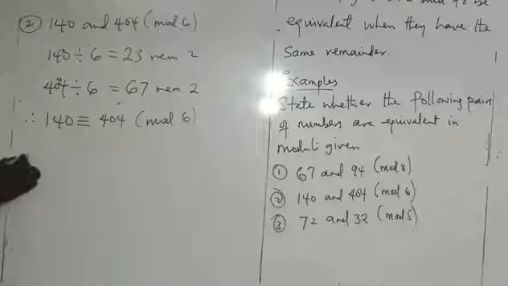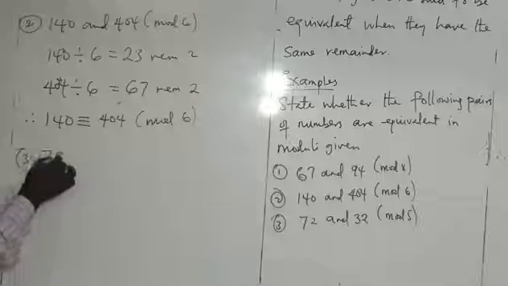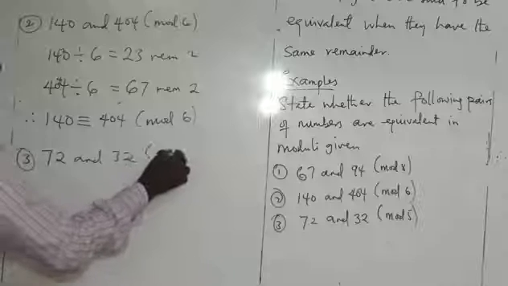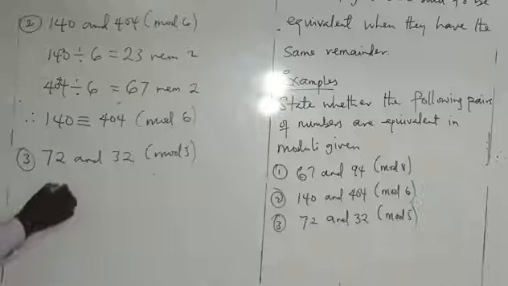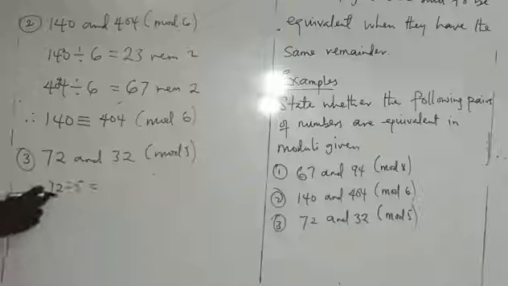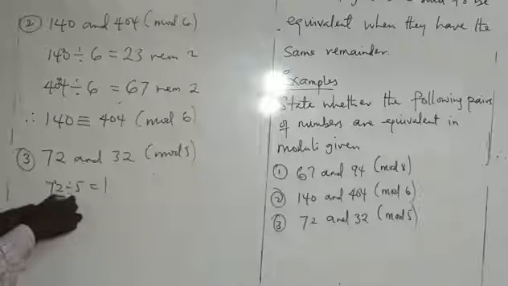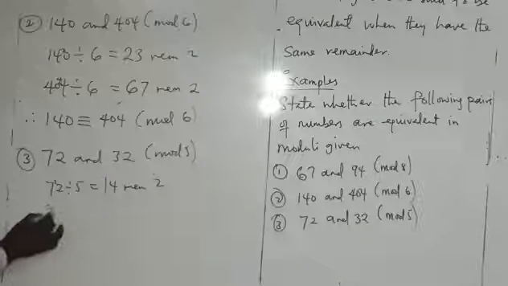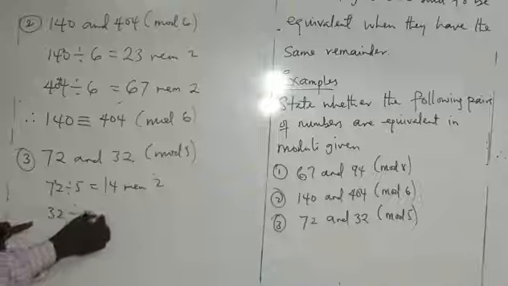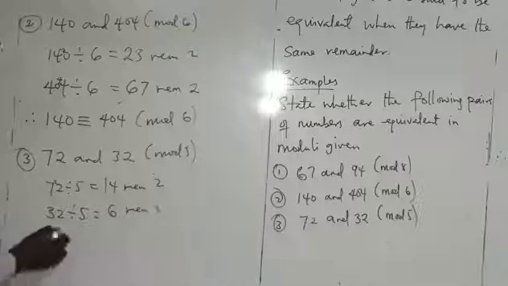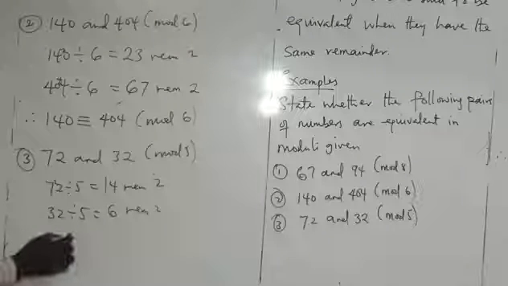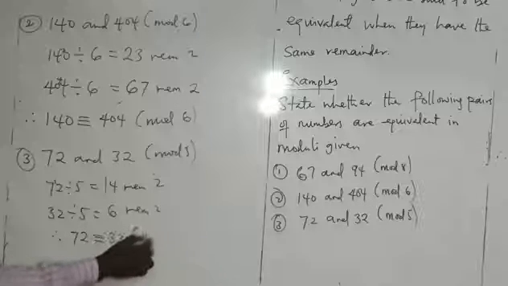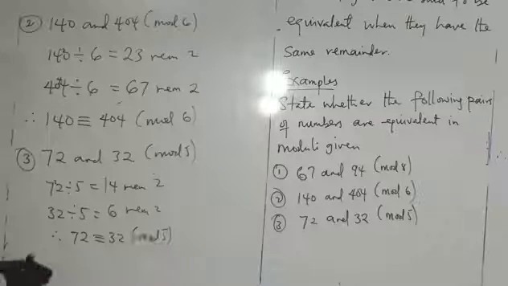Then the last one, number 3, we have 72 and 32. So we check in mod 5. We check 72 divided by 5: 7 here, 5 here, 1, remainder 2 here, 4, remainder 2. Right? So we check for 32 again. 32 divided by 5, that is 6, remainder 2. Therefore, we can also conclude that 72 is equivalent to 32 in mod 5.